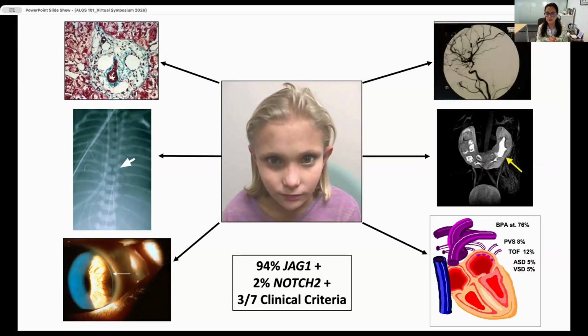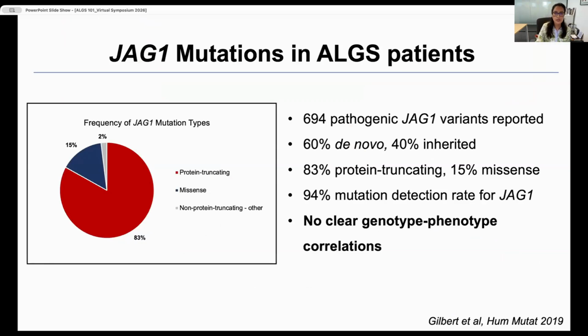If you have organ involvement in at least 3 out of 7 of these organ systems, you can be considered to have Alagille syndrome. And then, as I mentioned, most of our patients have a mutation in JAG1. A handful of patients have a mutation in the second gene called Notch2. As I said, Nancy Spinner is our all-time expert on genetics of Alagille syndrome, and she will talk much more about this afternoon.